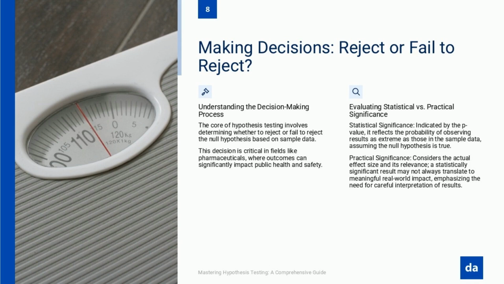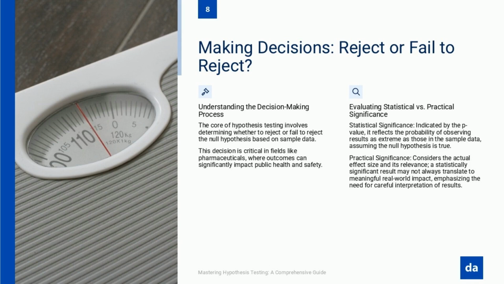A type 1 error happens when the null hypothesis is true but is incorrectly rejected. This is akin to a false positive, where a researcher concludes there is an effect when, in reality, there isn't one. On the other hand, a type 2 error occurs when the null hypothesis is false but is not rejected. This is similar to a false negative, where a researcher fails to detect an effect that actually exists.